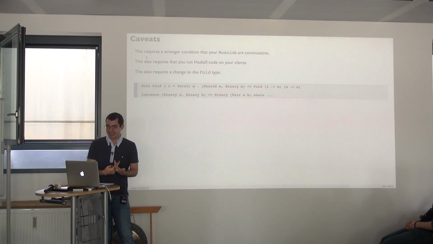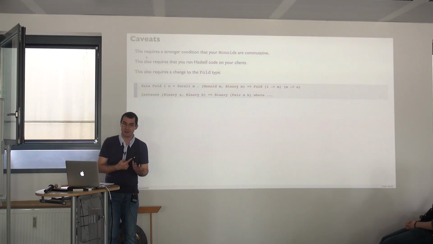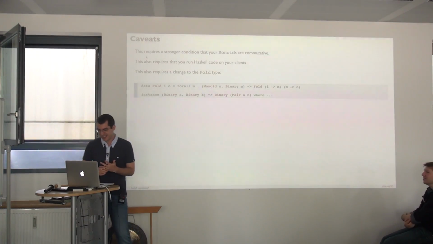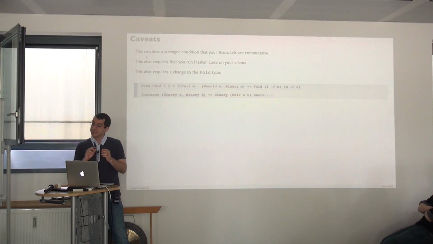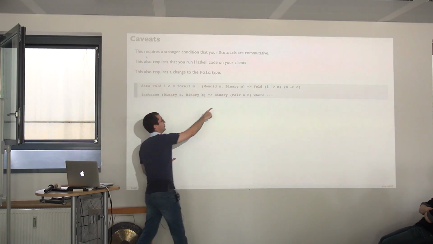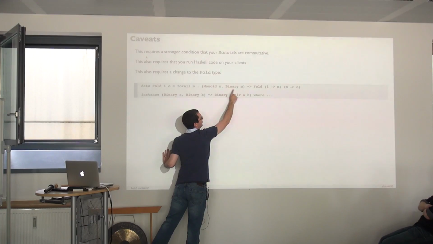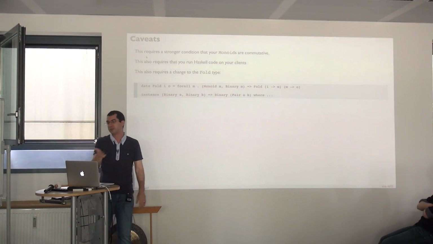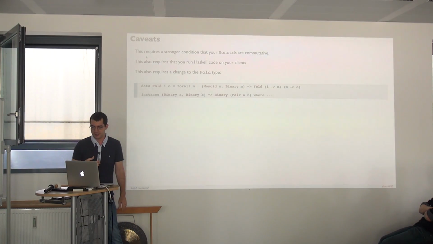So the second caveat is that this requires that you can run Haskell code on your client devices. And if anyone's done mobile programming in Haskell, they know what a big pain that is. And so finally, you need to slightly tweak the fold type, and you need to add an additional constraint to this internal monoid, which is that it's also serializable and deserializable. And so this is what will allow you to transmit it across the client-server boundary.